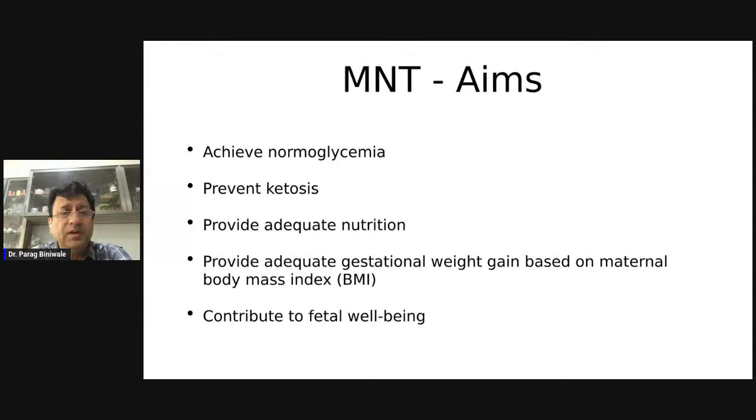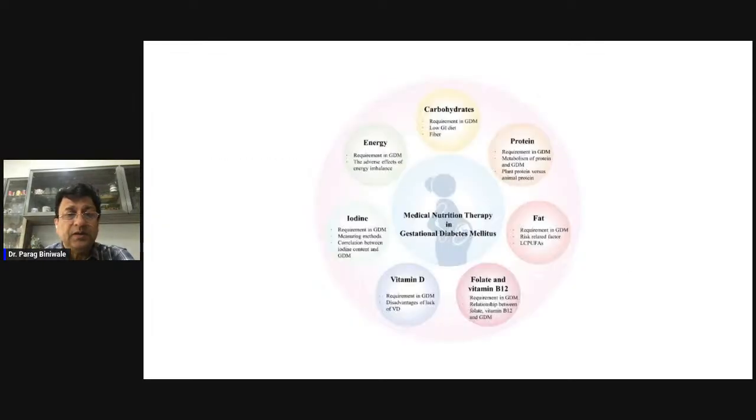What is important in management of early onset gestational diabetes is medical nutrition therapy. It is started with the aim to achieve normoglycemia and to prevent ketosis. It also aims at providing adequate nutrition and adequate gestational weight gain based on maternal body mass index. And of course, it would contribute well to fetal well-being. This is a chart which is really important, because these are the important aspects of medical nutrition therapy.